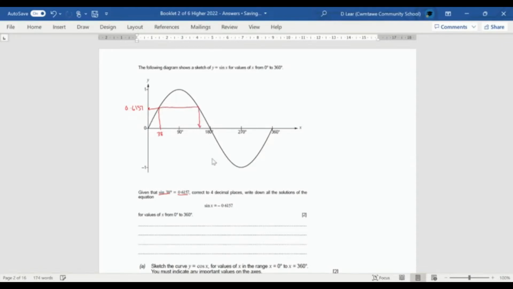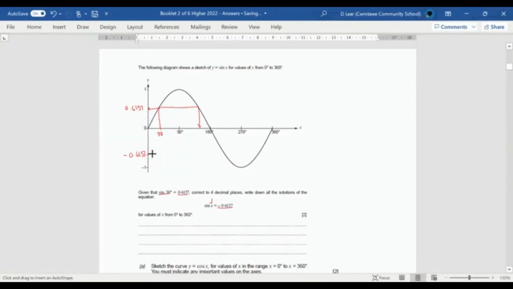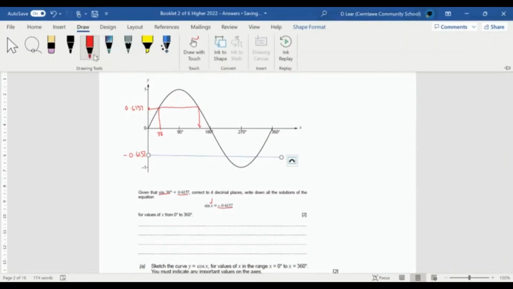However, we need to be careful, particularly in a non-calculator paper. If you now read the question, it's asking for what values of x will give you not 0.6157, but minus 0.6157, which is down here. I'm going to try and be a bit more accurate with this and put a line in here if I can. So the line goes all the way straight through there. So we're looking for two readings here that would give that answer.